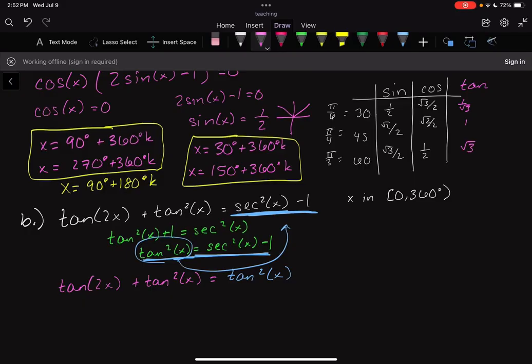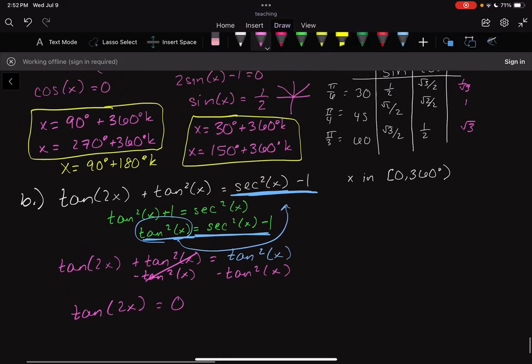Then if I combine like terms here, I can subtract both sides by tangent squared x. What happens though is that they cancel out. So I'm just left with tangent 2x equals 0. And that's it. That's all I've got.